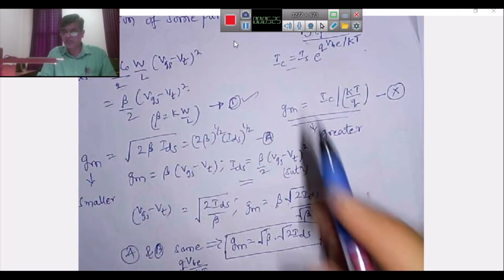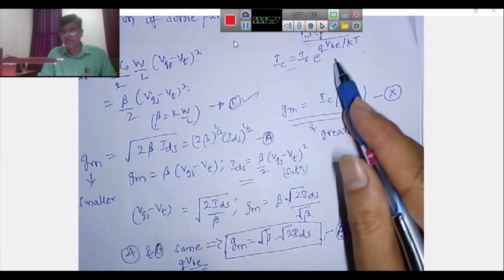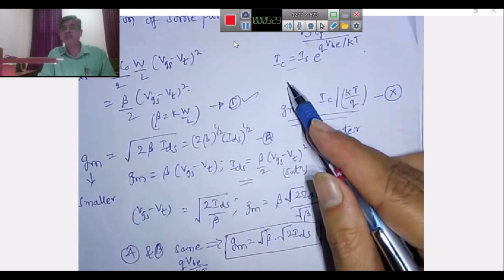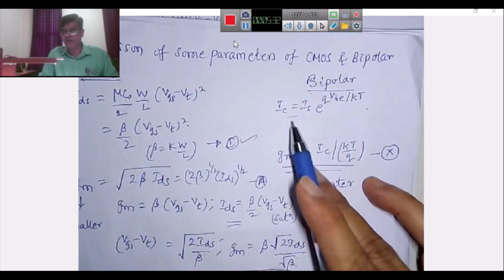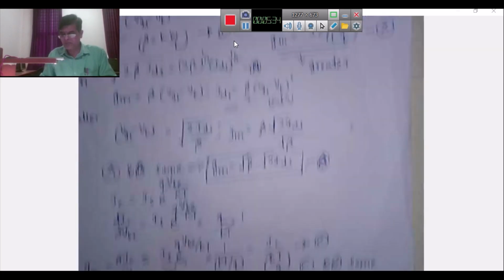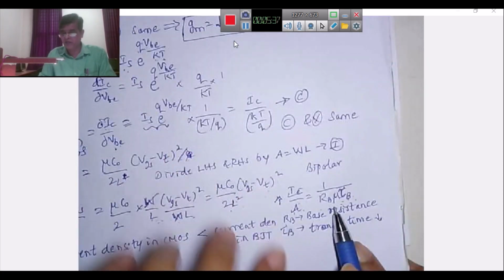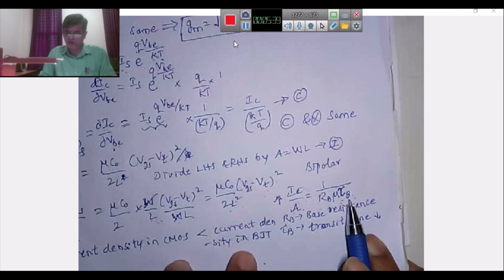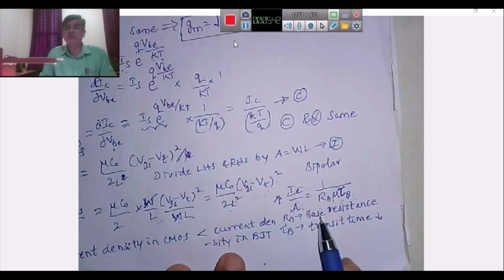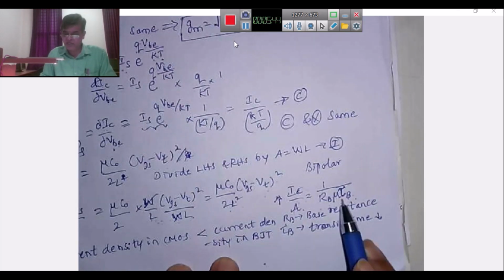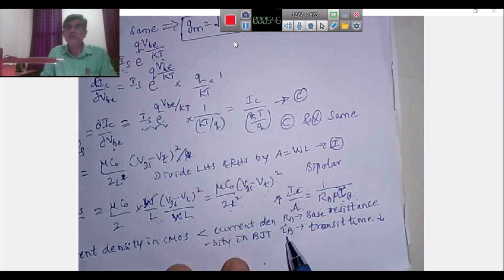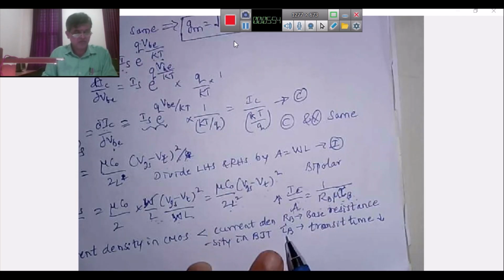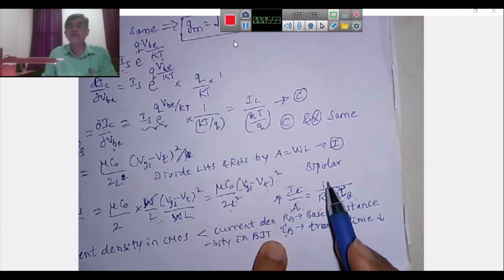So here also you can divide by A on either side and prove that this IC by A, the current density in case of your bipolar BJT, is equal to some value RB into mu into tau B, where your RB is called base resistance and tau B is called the transit time. Mu is nothing but your mobility. Since it's electrons, we consider this to be constant.